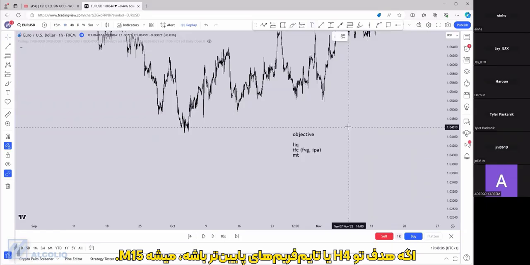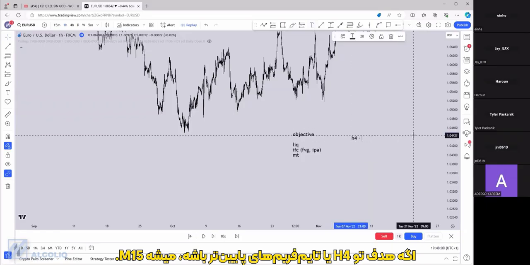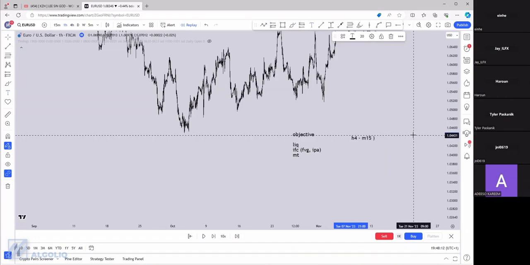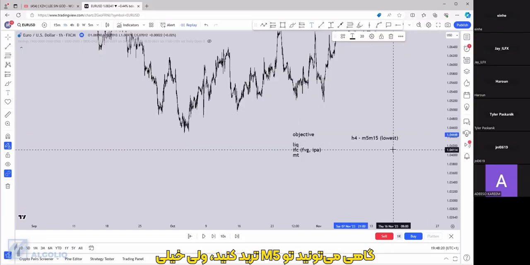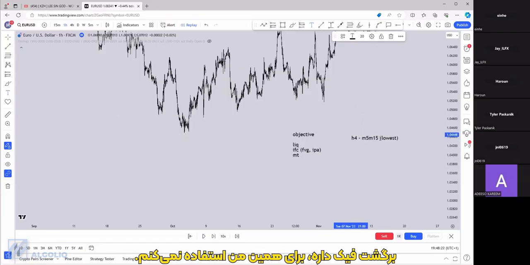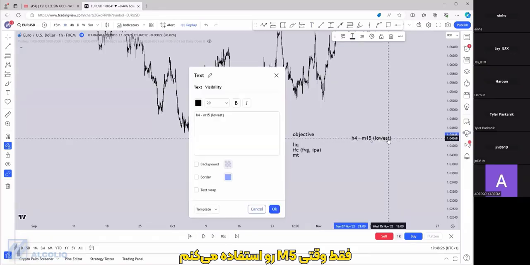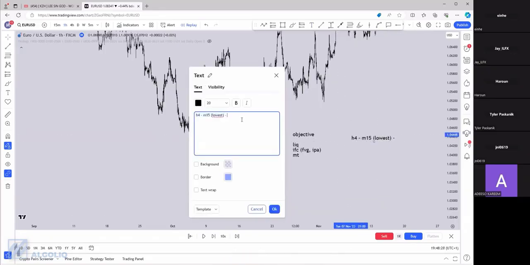If the objective is on H4, our lowest time frame would be M15. I mean, it's lowest for me. Sometimes you can trade M5, but there's a lot of fake reversals, so that's why I don't use it. I would only use M5 if M15 is too big.